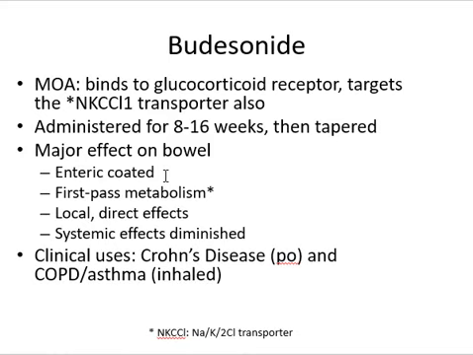And the systemic effects are greatly diminished because of these physical and chemical differences about this particular drug. And so clinically, what's this drug used for? Crohn's disease, orally administered. PO is Latin for per os, or by mouth. And this drug has also been used successfully in COPD and asthma if it's inhaled. I don't think we talked about budesonide specifically, but it is one of those inhaled corticosteroids that's been shown to be quite effective in COPD.